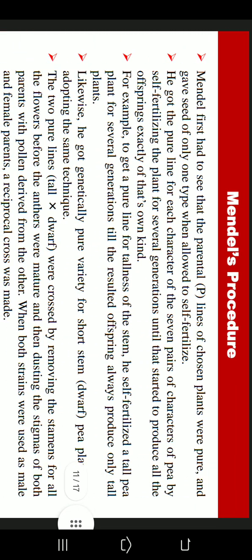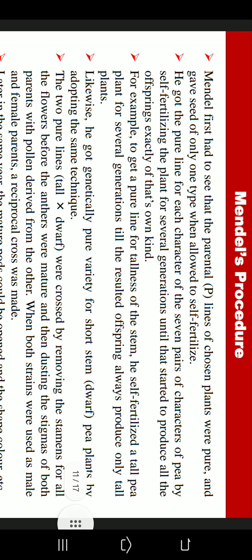So let's see Mendel's procedure. Mendel first had to see that the parental lines of chosen plants are pure, that is, they gave seed of only one type when allowed to self-fertilize. He got the pure line for each character of the seven pairs of characters of P by self-fertilizing the plant for several generations until they started to produce all the offspring exactly of their own kind.